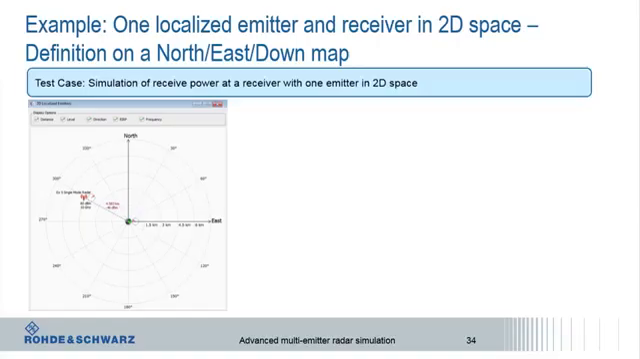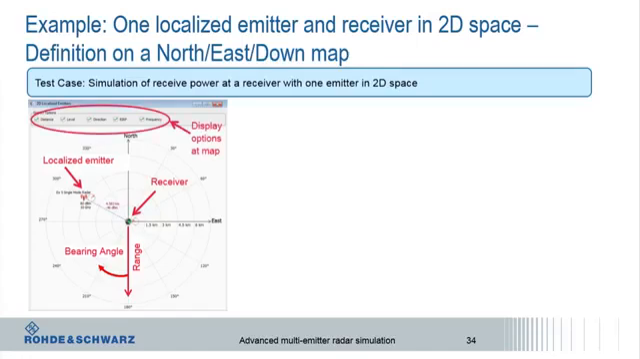In the next example, we will consider one localized emitter together with a receiver on a map. The localized emitter is sitting somewhere and the receiver is sitting in the middle. The map has a certain coordinate system which allows to define the location of the emitter.